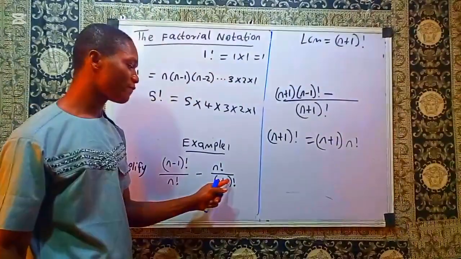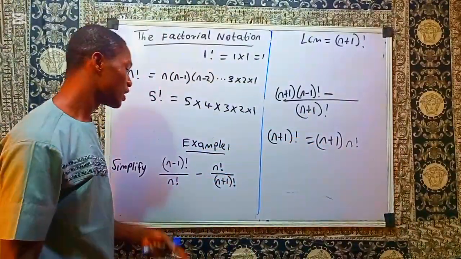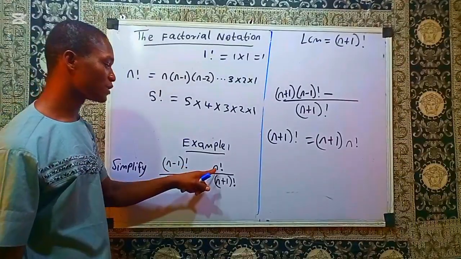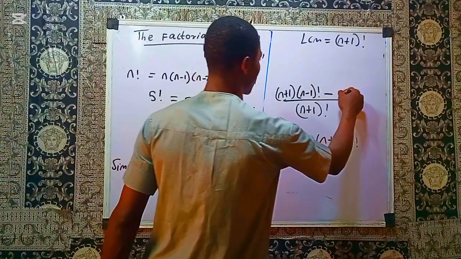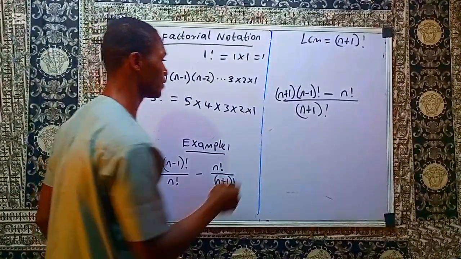So (n+1) factorial divided by this LCM, divided by (n+1) factorial, I will get 1. And 1 multiplied by the numerator, 1 multiply n factorial is the same thing as what? n factorial. So we can simplify this expression further.